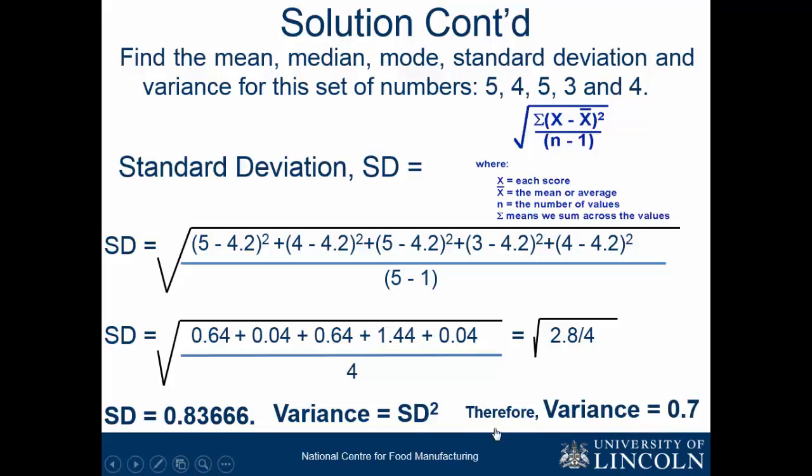So don't be afraid of seeing this be 0.7, lower than the standard deviation, because this is in decimal places. When you square 0.83666, you will get 0.7.